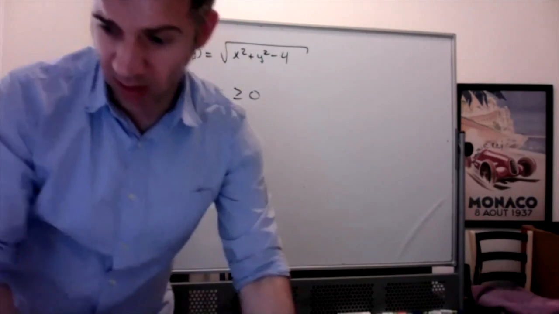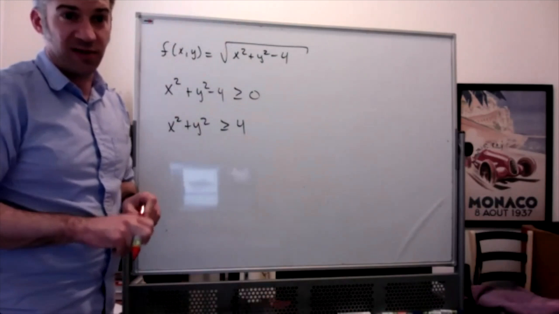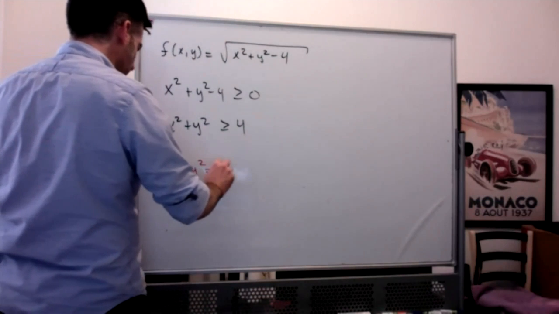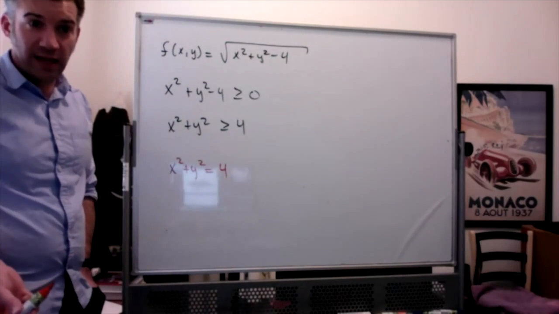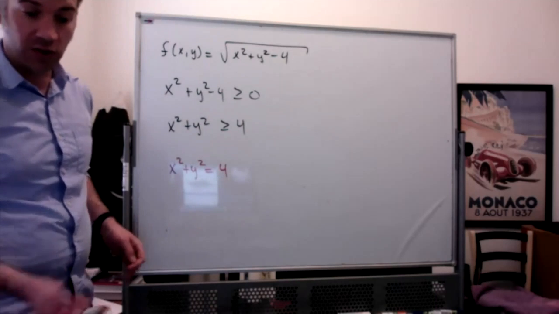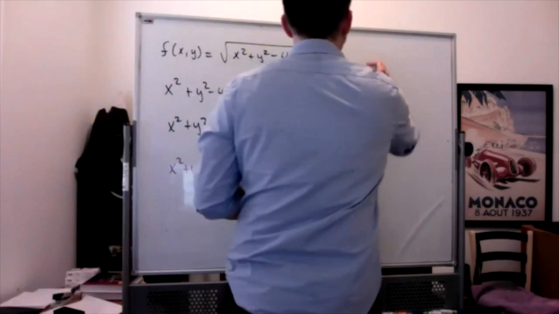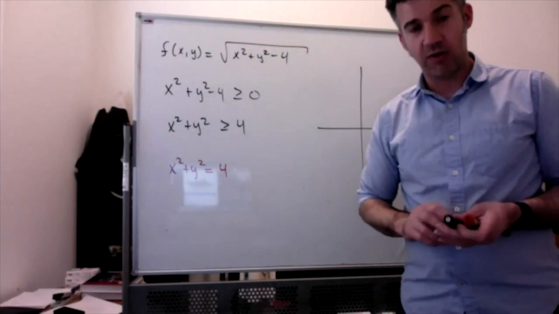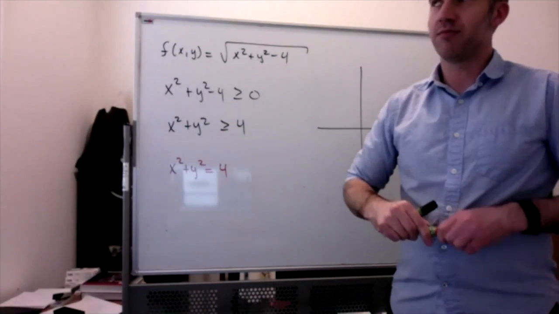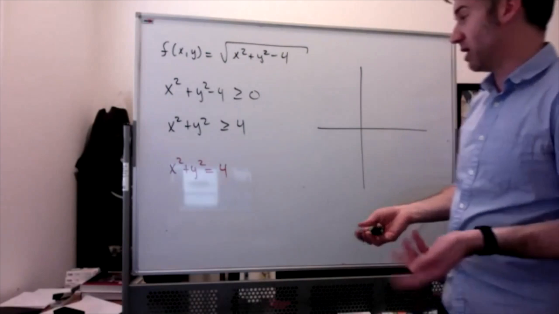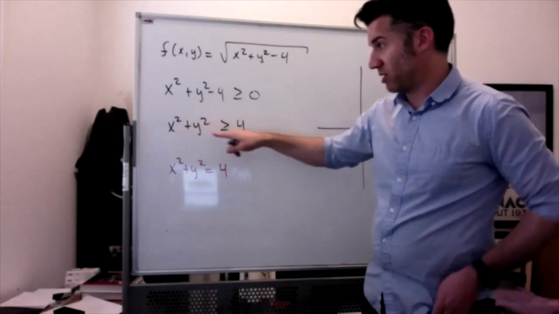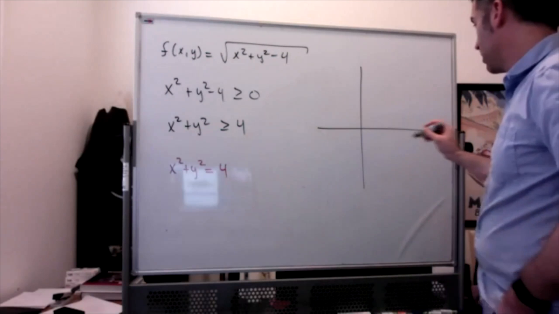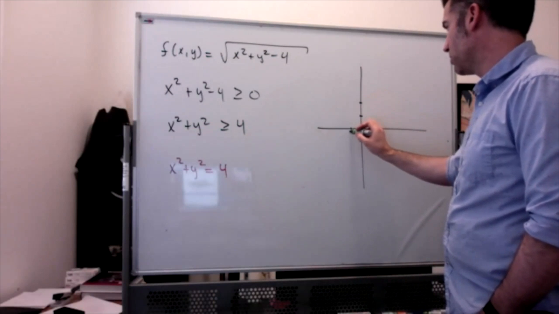Now, as I said earlier, when you've got inequalities, you want to just pretend it's an equality. So what I'm really thinking of is x squared plus y squared equal to 4. Oh, I know what that is. That's a circle of radius 2 centered at the origin. Now, I'm going to draw my boundary with a solid line, not a dashed line, because I want x squared plus y squared to be greater than or equal to 4. Since equal to 4 is perfectly fine, let's draw my circle of radius 2.